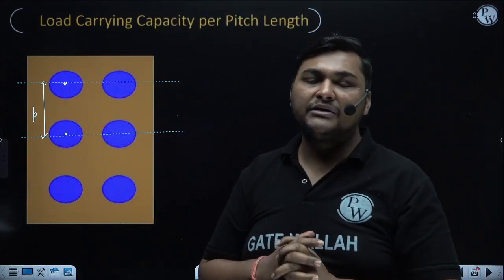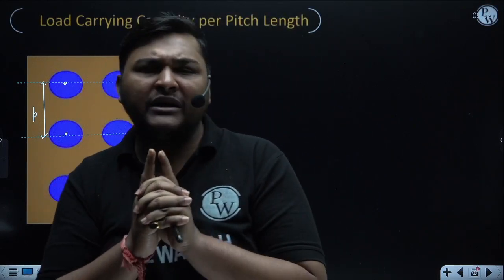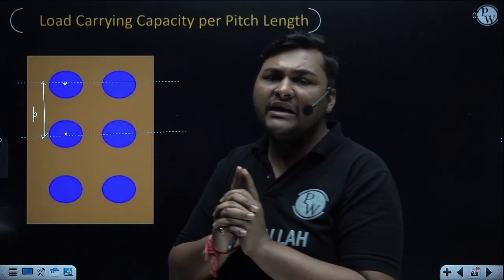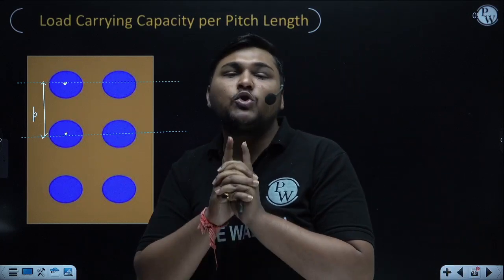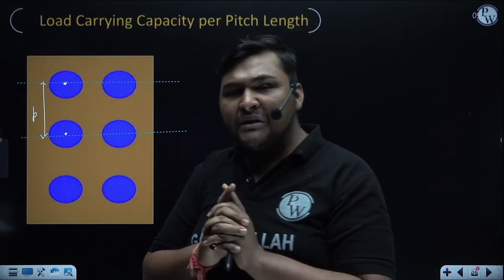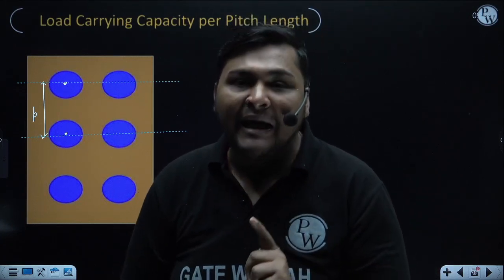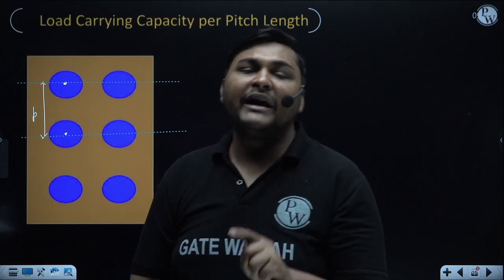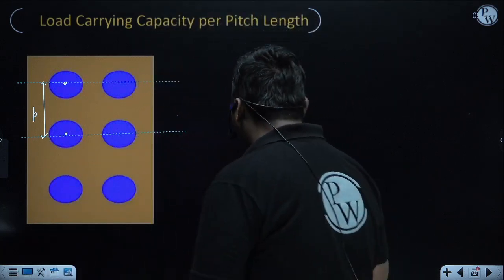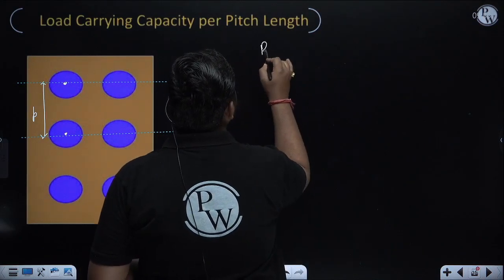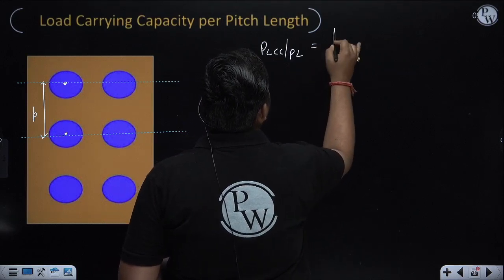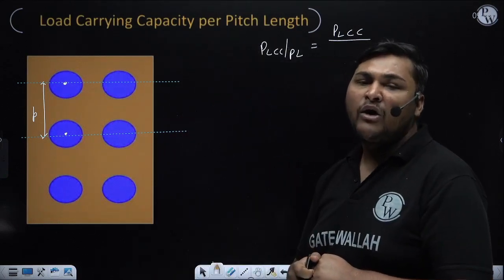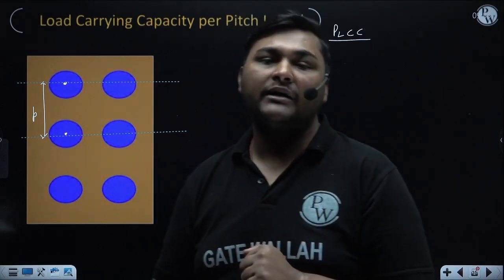It is not total load carrying capacity. Now, suppose total load carrying capacity is P, just for understanding, and load carrying capacity per pitch length is P dash. If you multiply P dash, the load carrying capacity per pitch length, by the number of rivets in each row, you will get the expression of total load carrying capacity. Means, load carrying capacity per pitch length is nothing but total load carrying capacity divided by the number of rivets in each row. We are denoting the number of rivets in each row by small n. So divide by small n.